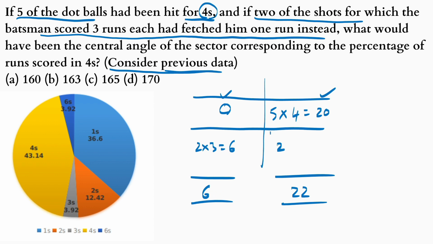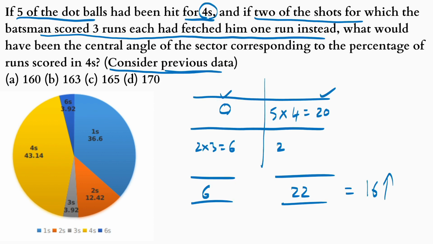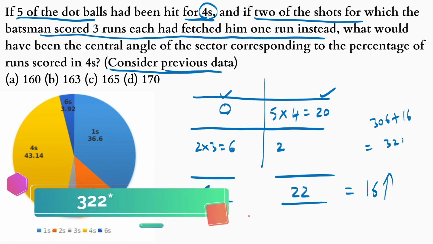So what is the net increment, right? Net increment is 22 minus 6, that is equal to 16 runs increase, right? So if there is 16 runs increase, then there will be increase in total score as well, right? So in previous slide we have 306 as the total score, right? So 306 plus 16, this will be equal to 332.